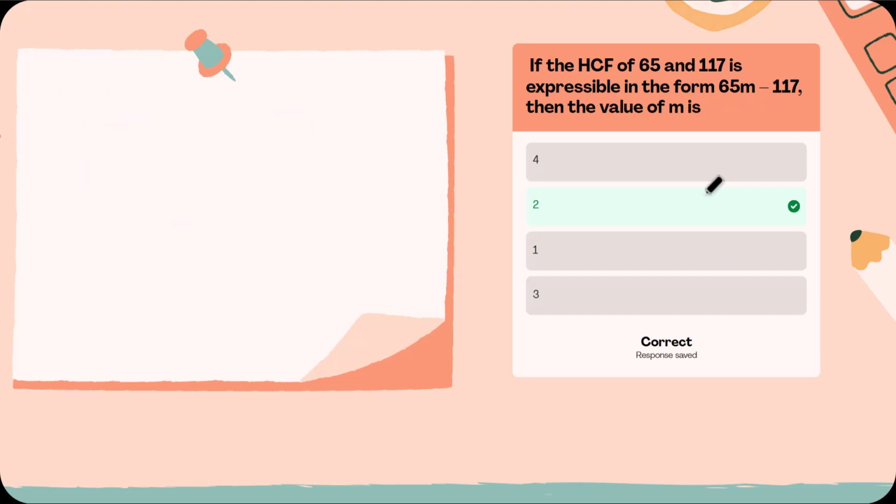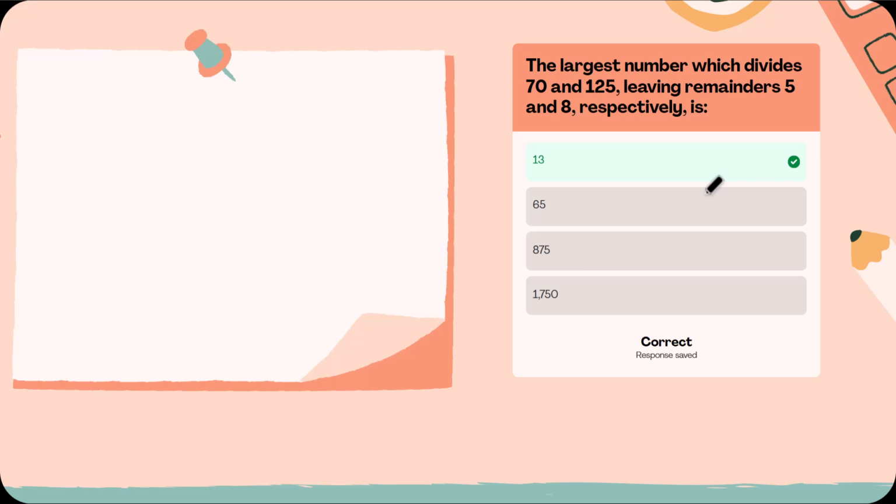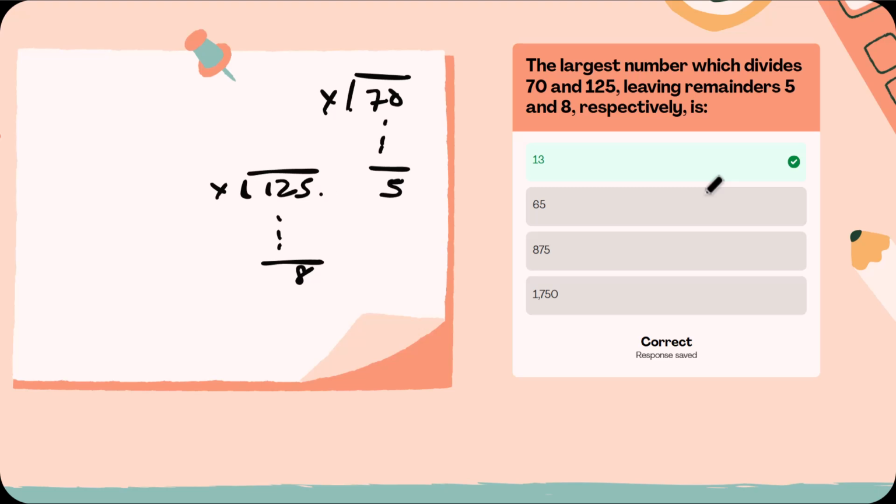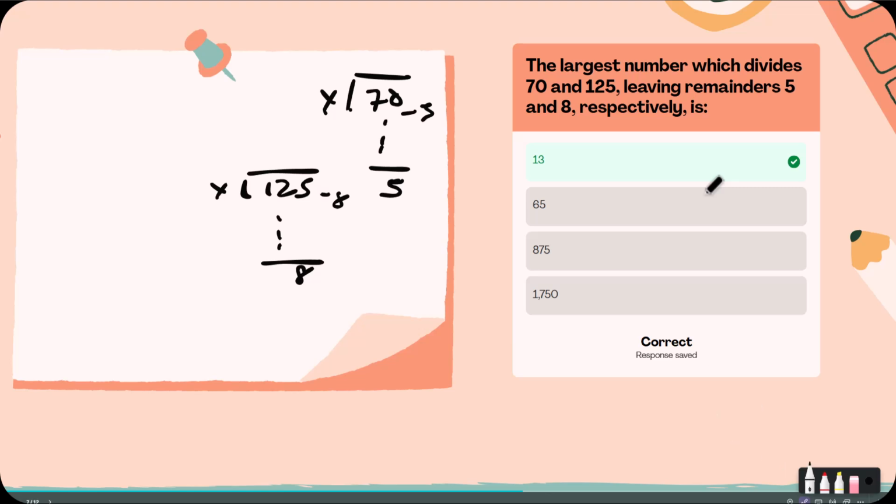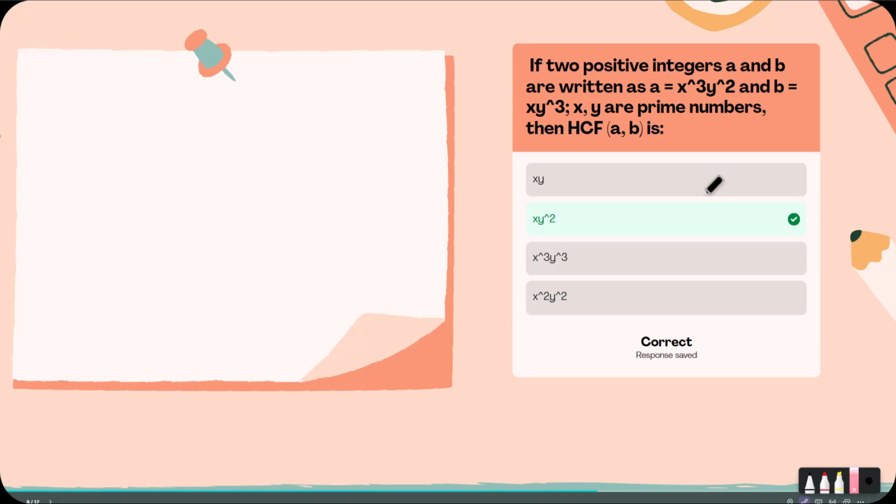Okay. Next question. The largest number which divides 70 and 125. Let's say a number that is going to divide 70. Any number you're dividing and you have the remainder 5. Similarly, 125, you're dividing with that number and you're getting the remainder 8. Correct? So if I remove this 5, if I remove this 8, then what would happen? It will be completely divisible, right?